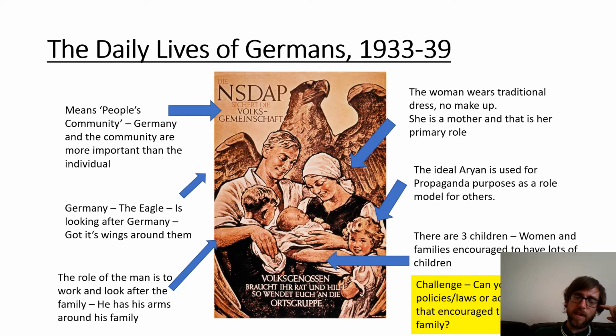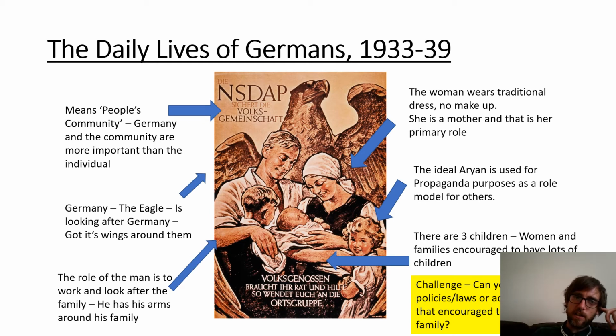Okay, so remember, an Aryan didn't have to be blonde hair and blue eyes, but quite often in the posters that was seen as the ideal. There's 3 children, so women were encouraged to have lots of children. You might think about what laws and what financial encouragement they gave to families to do that, which we'll actually look at later. The role of the man is to work and look after the family. You can see he's got his arms round the family.